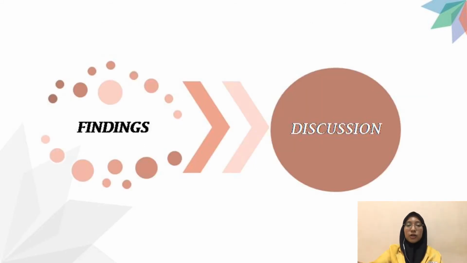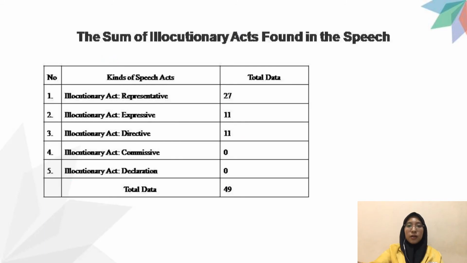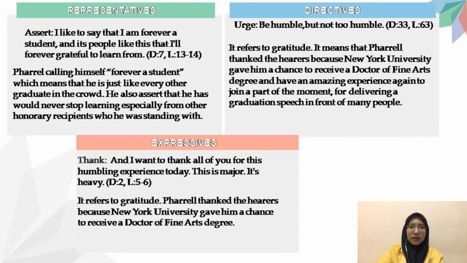The next chapter is findings and discussion. In the findings of this study, I found the total data is 49 data, and they consist of 27 data of representatives, 11 data of expressives, and 11 data of directives. I did not find any commissive and declaration acts.